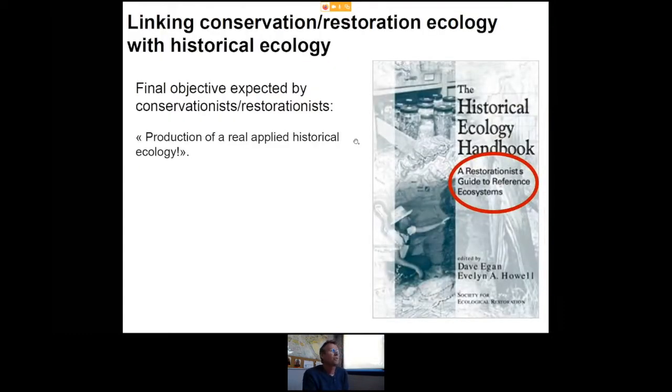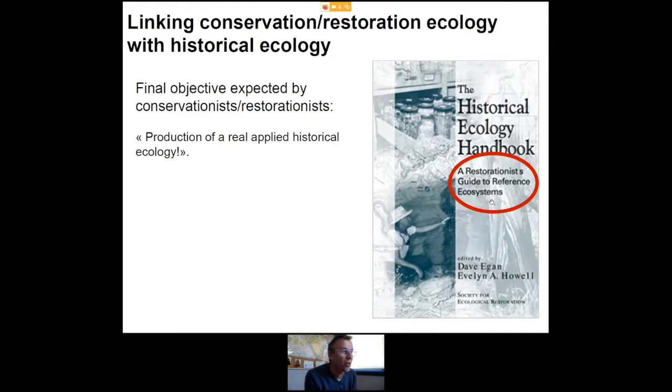Of course, restorationists and conservationists would like to have from historical ecologists the production of a real applied historical ecology, like in this book. Most of the restorationists would like to have, for example, a guide of reference ecosystems to restore. It would be, for conservationists and restorationists, the goal that this type of research can produce.